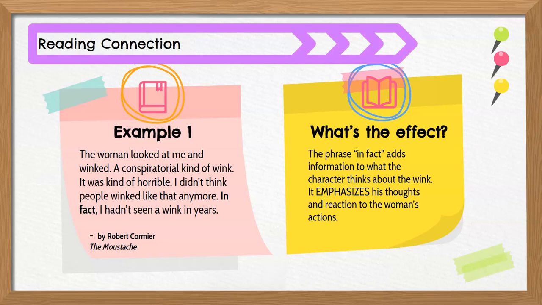Now let's see what this looks like in literature. Example 1 is from a fiction story called The Mustache by Robert Cormier. The woman looked at me and winked, a conspiratorial kind of wink. It was kind of horrible. I didn't think people winked like that anymore. In fact, I hadn't seen a wink in years. The phrase, in fact, adds information to what the character thinks about the wink. It emphasizes his thoughts in reaction to the woman's actions.